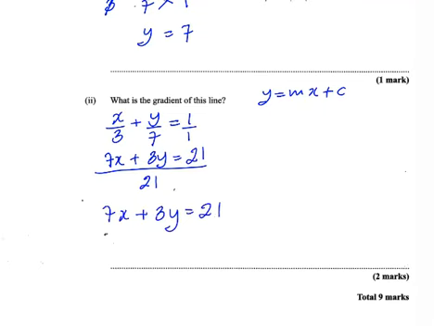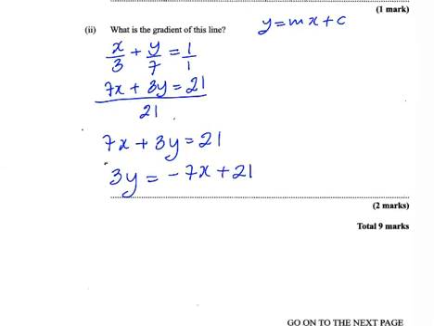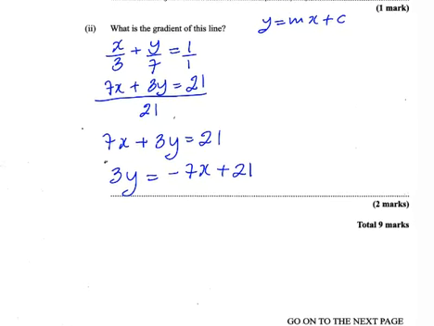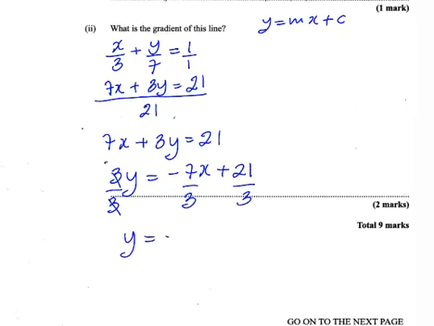I need to have y on the left hand side by itself. So now I can say 3y is equal to minus 7x plus 21. Positive 7x goes over and becomes negative. And the last step in my effort to get it in the form y is equal to mx plus c is to divide the entire equation by 3. So now I have y is equal to minus 7 over 3 x plus 7.